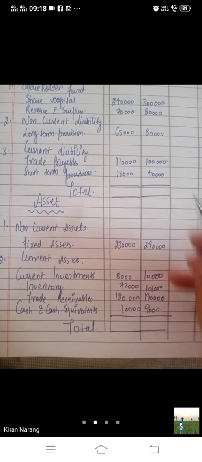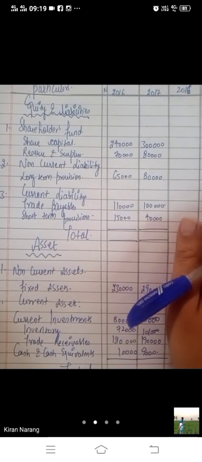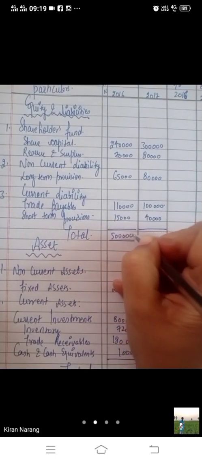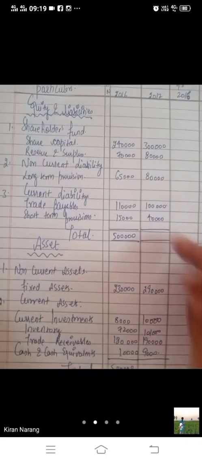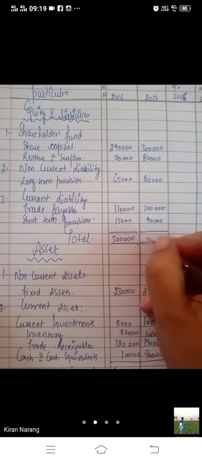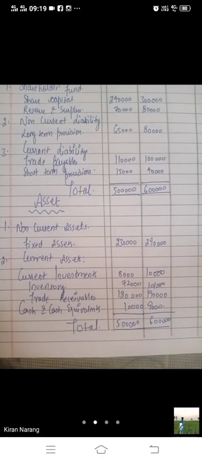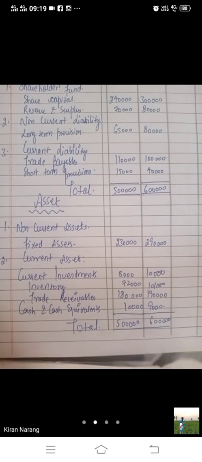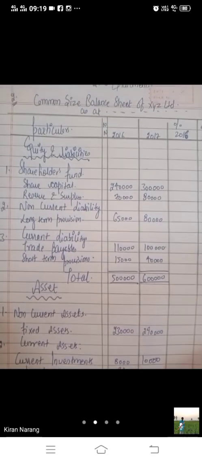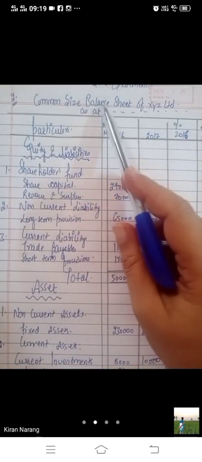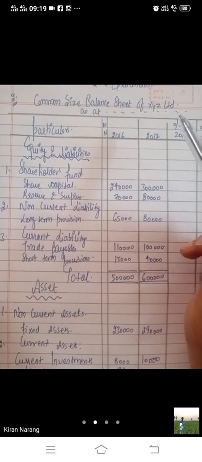When we do the total of the liability side of 2016, it will be 5 lakh. And when we do the total of the asset side of 2016, it is also 5 lakh. For 2017, liabilities are 6 lakh and assets also 6 lakh. But you should know how to put these items in the format, because sometimes the question is given without format. So you should know how to prepare it. We are doing common size statements, common size balance sheet. It is quite similar to the comparative balance sheet.